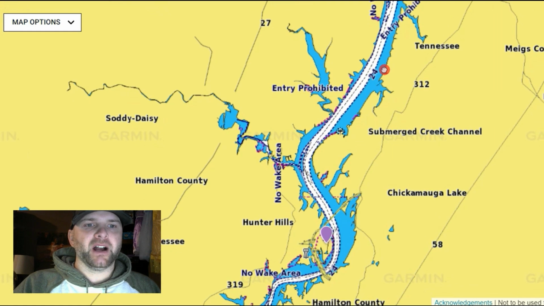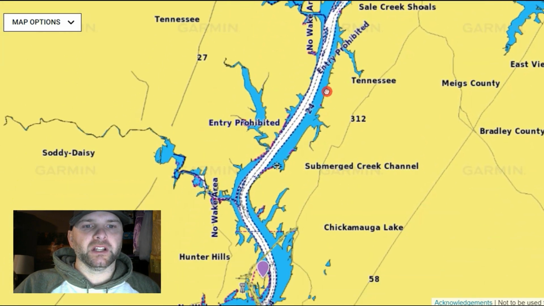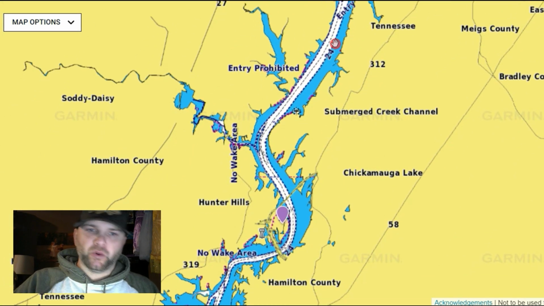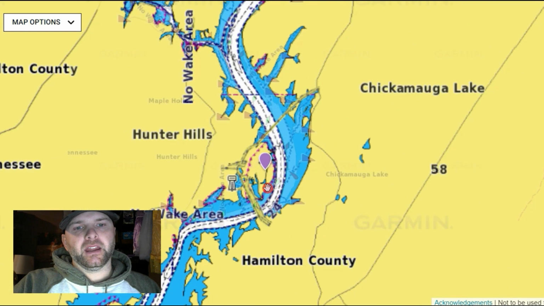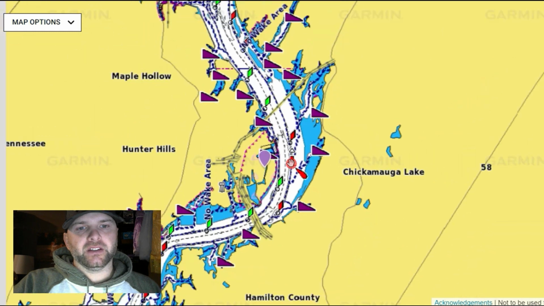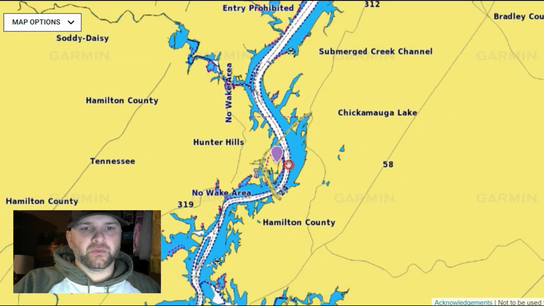So looking at Chickamauga, this is a very zoomed out view, but you can really see the river channel, that deep water area that cuts through your body of water. You can see here, this river channel that cuts through Lake Chickamauga, that is your channel. And your channel swings are these areas where this river channel starts to bend or turn.